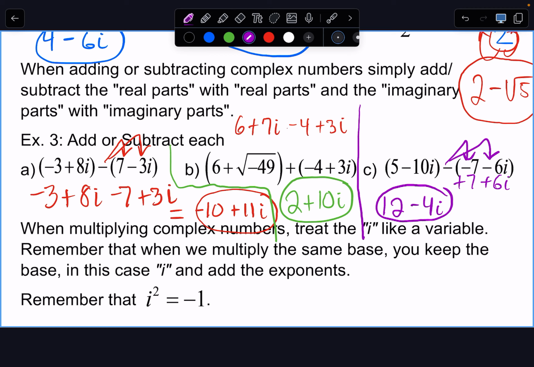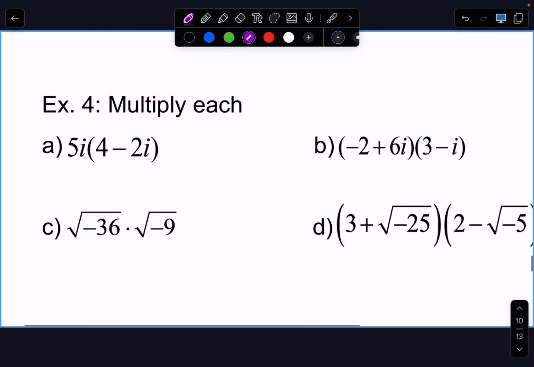When you're multiplying, guys, you multiply like a normal variable. Remember that i has an invisible exponent of 1 as well. So when you multiply an i times an i, it's i squared. And i squared equals negative 1. Why is this useful, Moto? Check it out.